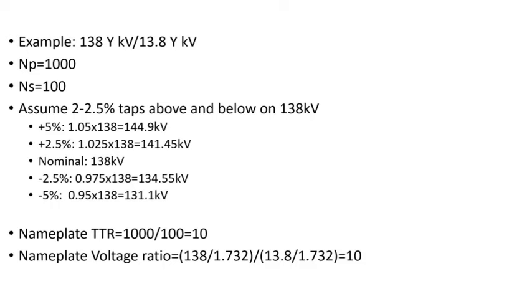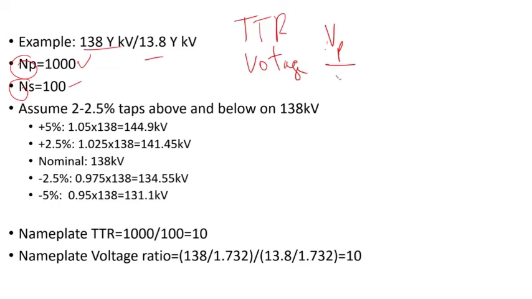So here's just an example. 138 kV grounded Y, 13.8 kV grounded Y. Number of primary turns is 1,000. Number of secondary turns is 100. One thing to mention, TTR, or transformer turns ratio, is really a voltage ratio, because if you remember, if you go through the ampere-turn and Faraday's law and everything, we say that primary voltage divided by secondary is equal to the number of turns in primary divided by number of turns in secondary.